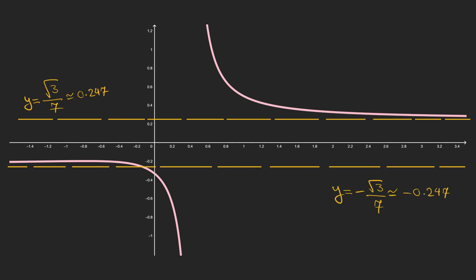And pay attention that the function is approaching the asymptote from the right with negative values larger than minus the square root of 3 divided by 7 here. Next example, what should we do with this one?